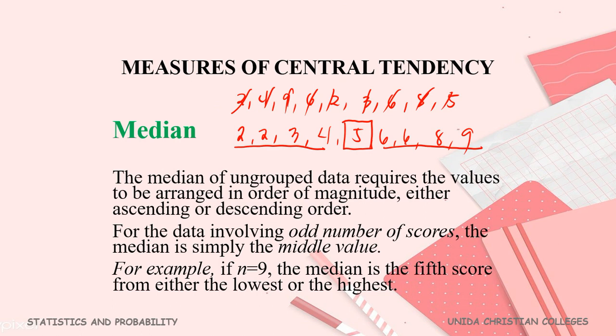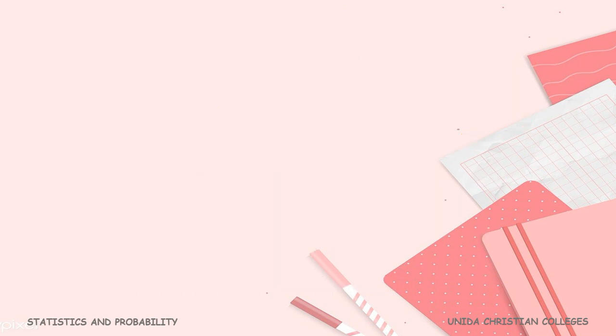Or, pwede din naman gamitan mo nung formula. Ano ba yung formula natin? N plus 1 divided by 2. Anong N natin? Dito, 9 plus 1. So, 9 plus 1 is equal to 10. Divided by 2, we have fifth score. Ganun pa din. So, count mo. 1, 2, 3, 4, 5. So, ito yung pang fifth score. So, that will be your median. Okay? Next.